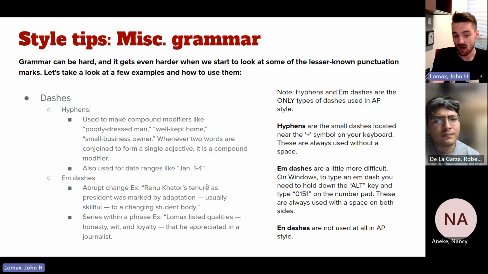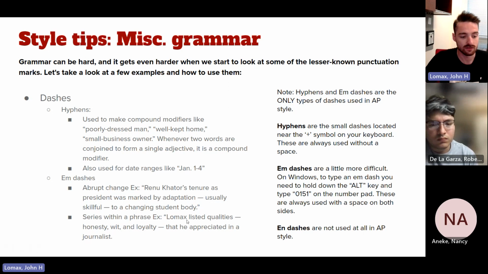I could say the same thing with commas. I'd have to restructure it, but I could give the same idea with commas. So, if you don't want to have to use em dashes, always remember you can find an easier way to communicate it. And then the other thing that we use them for is series within a phrase. So, Lomax listed qualities, honesty, wit, and loyalty that he appreciated in a journalist.